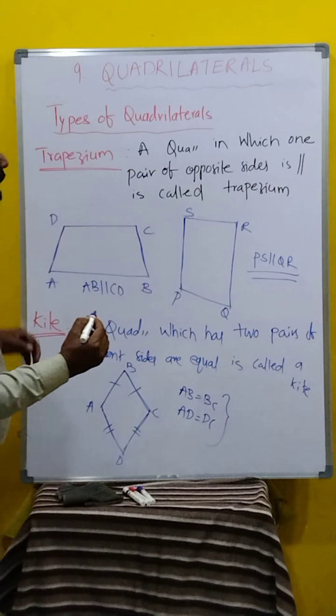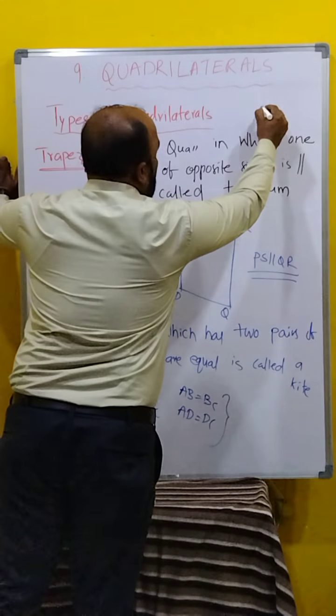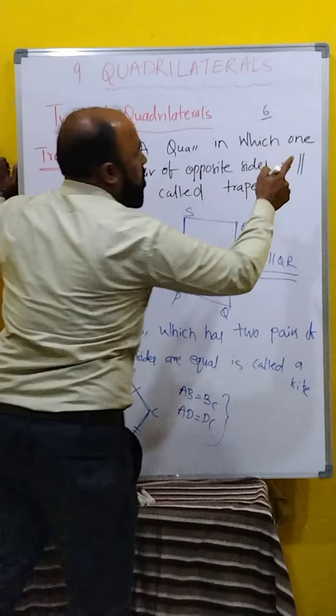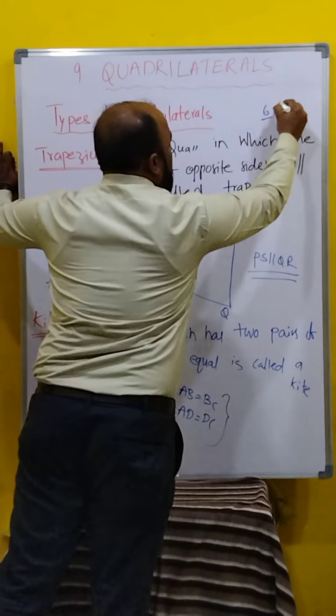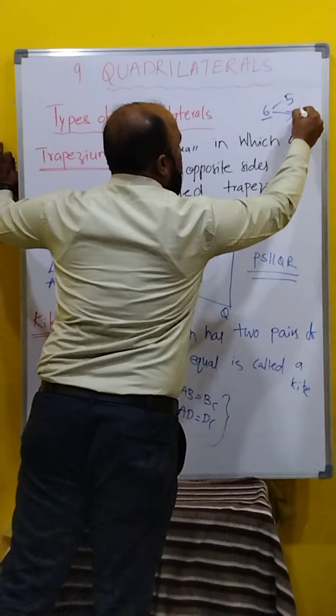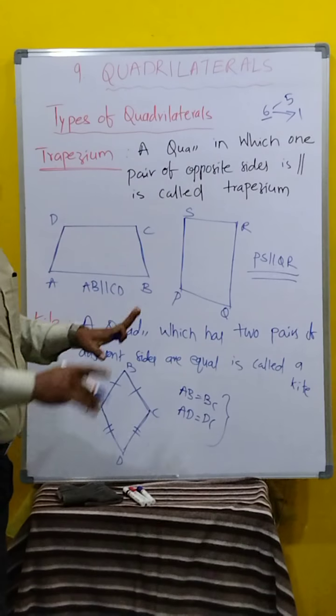Total how many types of quadrilaterals do we have? Total 6 are there. But the main ones are 5, and another special type of quadrilateral is the kite. Total 6.